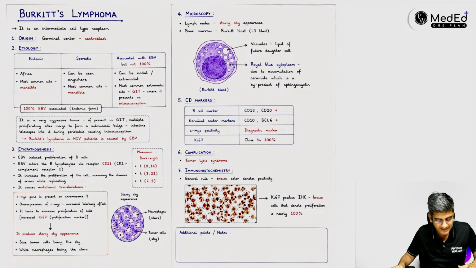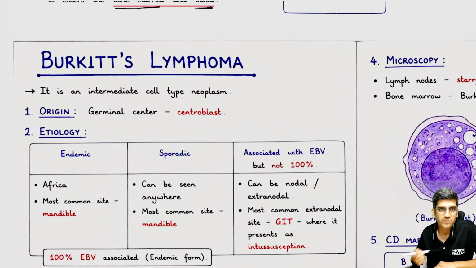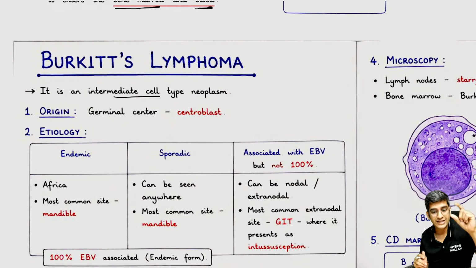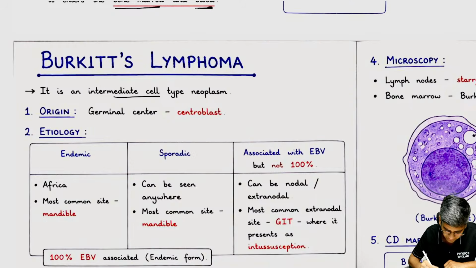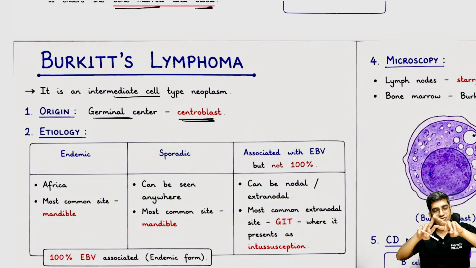Fine. Burkitt's lymphoma. Someone said the mnemonic before, right? It's BUC8 lymphoma because of the 8th chromosome. It's an intermediate cell type neoplasm. It's not a small lymphoid. It's an intermediate lymphoid neoplasm. It also arises from the germinal center, but from centroblast. They are not centrocytes. They are from centroblast. It's BUC8.